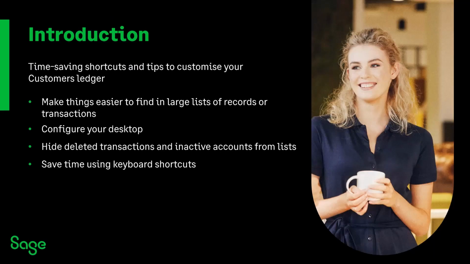Sage 50 Accounts has built-in tips and tricks that just make it easier to customise things and save you time. It can make it easier to find items within large lists of customer records or transactions. For example, adding alternative rows just to your list and your modules. There's also different selection styles when selecting multiple records as well. You can configure your desktop, which includes hiding what you don't need, making the options that you do use easier to find. And you can also hide deleted transactions, and hide inactive accounts from lists, activity windows, and reports.